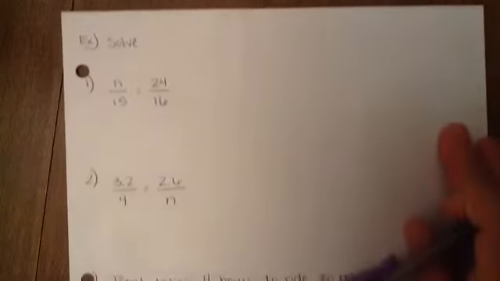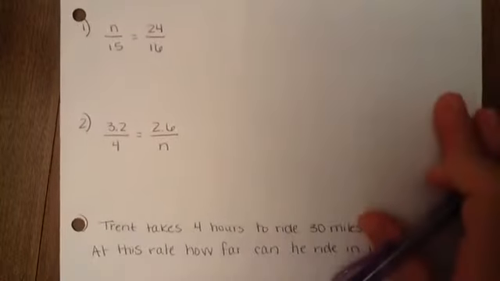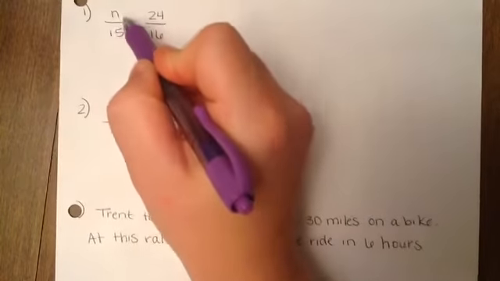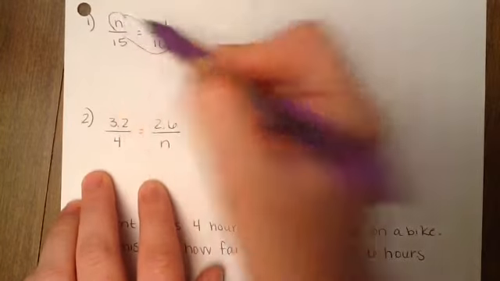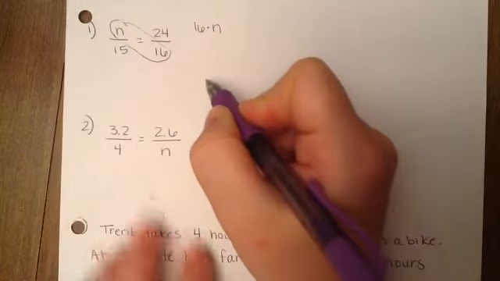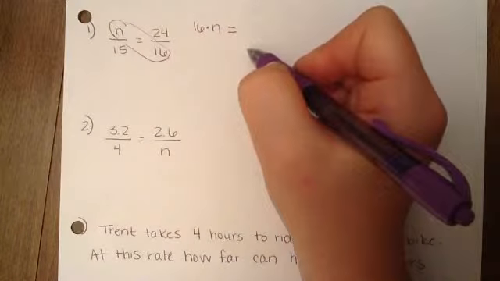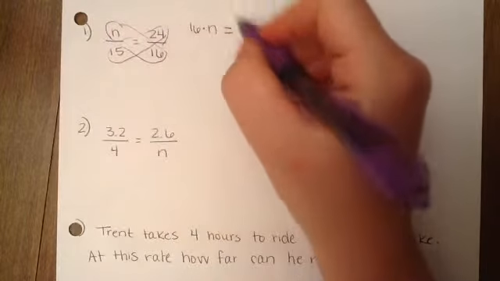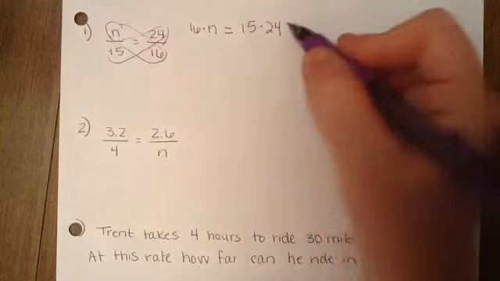We are now going to use cross products to find missing pieces of our proportion. Right? So to solve these, I need to figure out what n is. To do that, I'm going to use cross products. So I'm going to multiply the first diagonal. So 16 times n. And I know that cross products must be equal in order for them to be proportional. I'm now going to take the next diagonal. 15 times 24. And we need to solve for n.